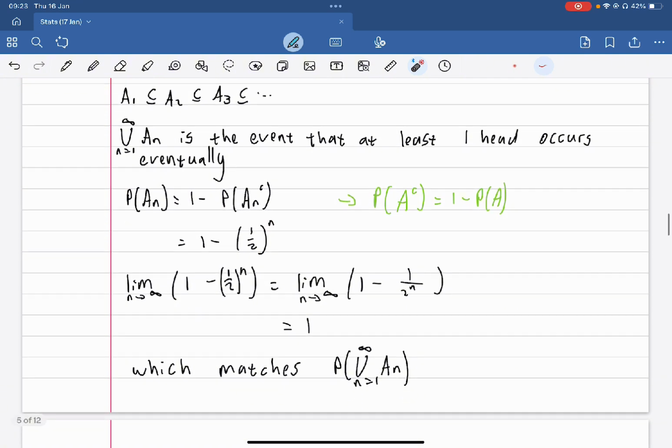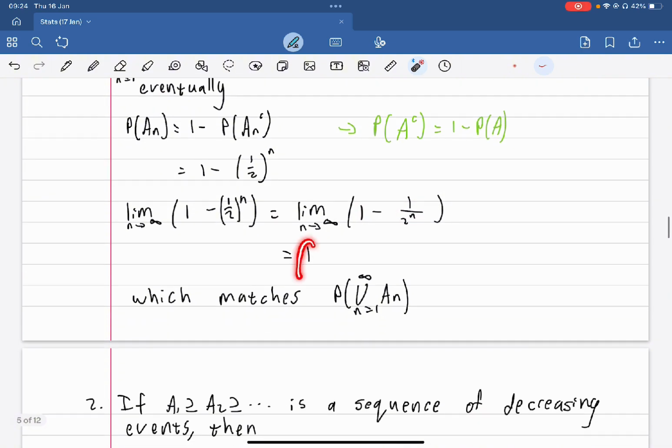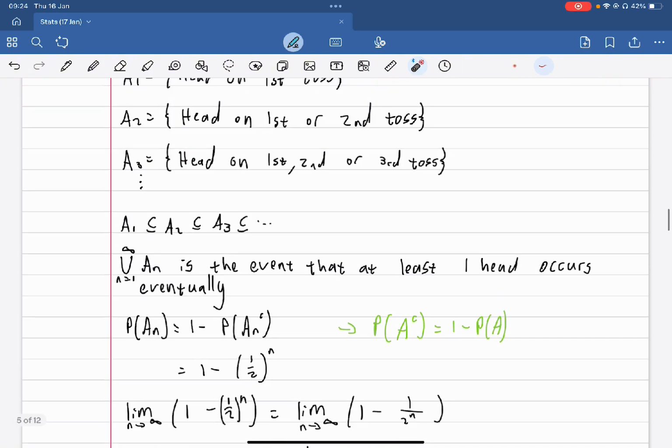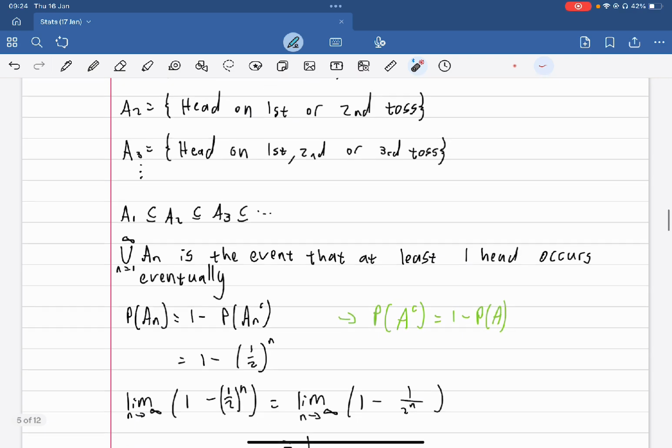Now if we take the limit as n tends to infinity, 1 to the power of n just gives you 1, and then 2 to the power of n. As n gets really big, this number is going to get really big, and 1 over a really big number, like 1 over something to infinity, is going to be 0. So this becomes 0, and then it just becomes 1. That's how we evaluate the limit, and this matches our intuition that if we tossed an infinite number of times, at least one head is going to occur.